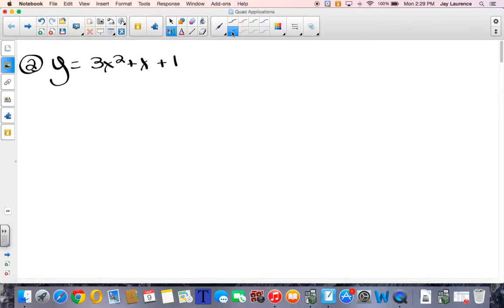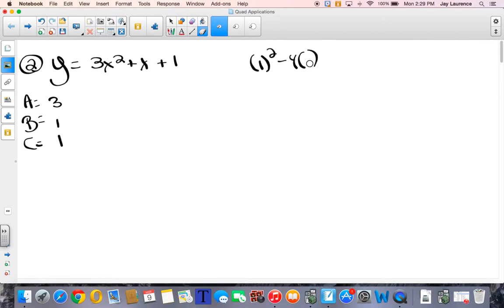Okay, so now let's make sure we're taking our time and doing this right. First thing I'm going to do is find the discriminant. To do the discriminant, I need A, B, and C, right? 3, 1, and 1. So the discriminant will be B squared minus 4AC. Oops, I have a small mistake there. Let me catch that right away. I need a 3 in there. And then C is 1. And so I'm going to get 1 squared minus 12, which is negative 11. The discriminant is less than 0, so there will be no solutions, right?